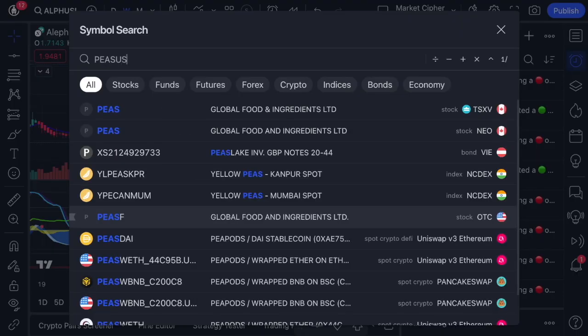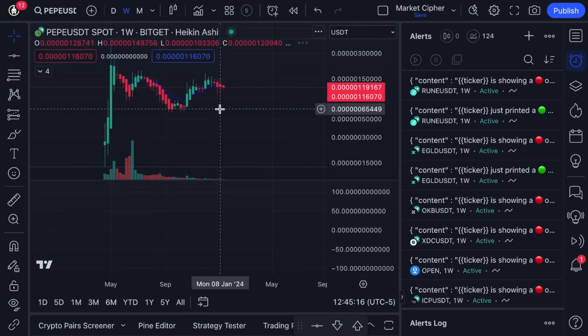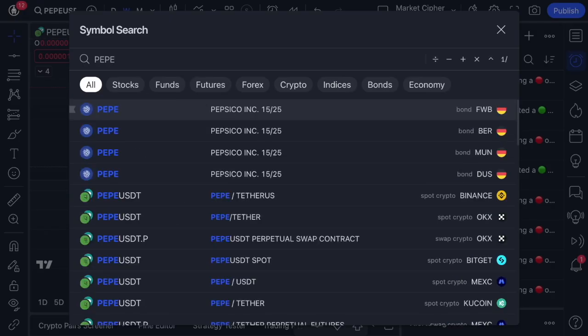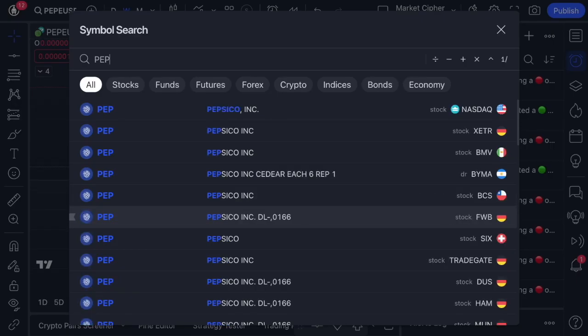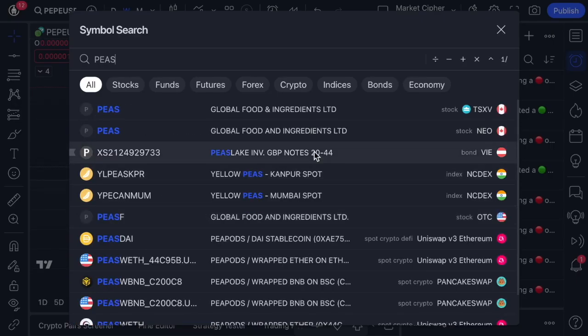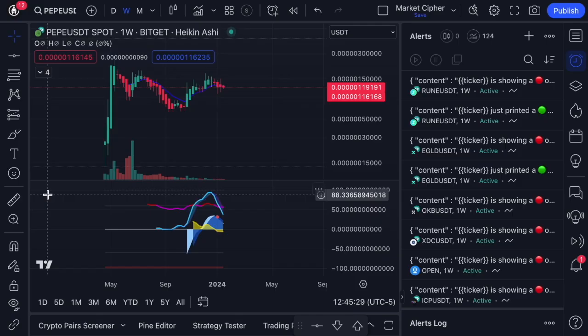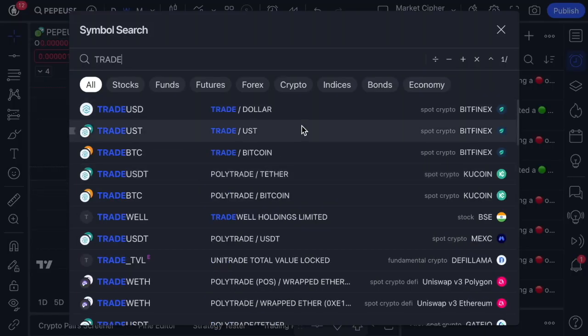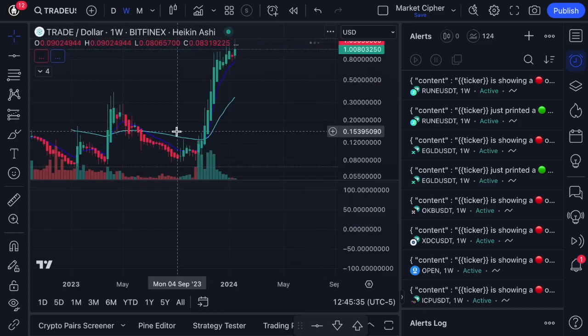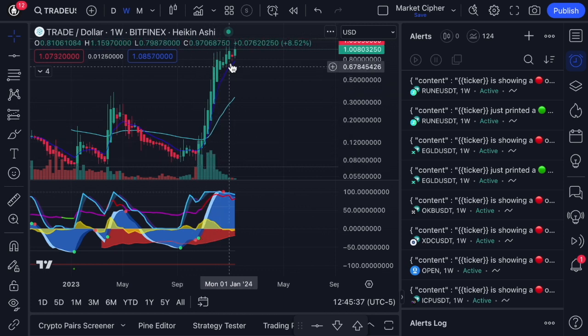PEAS. Pepe. Is that what this is? PEAS. That must be Canadian. I'm not sure about that one. Trade. TRAD. Nice move. Again, nice breakout.